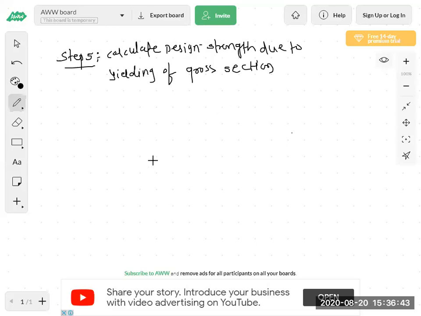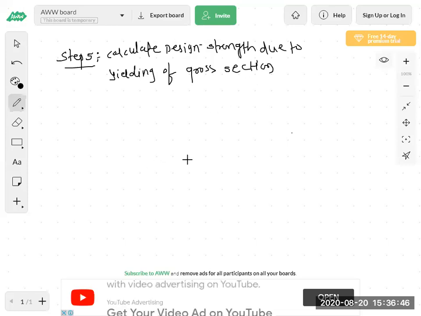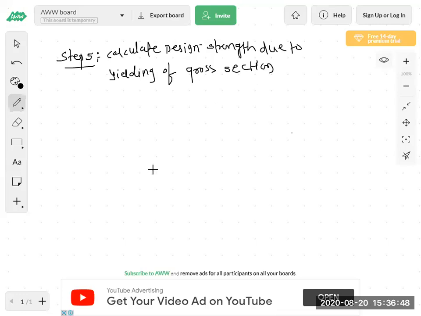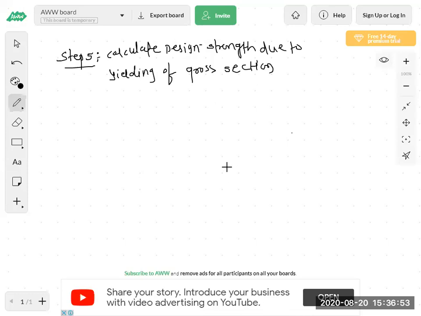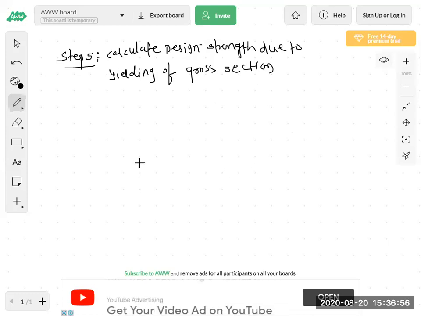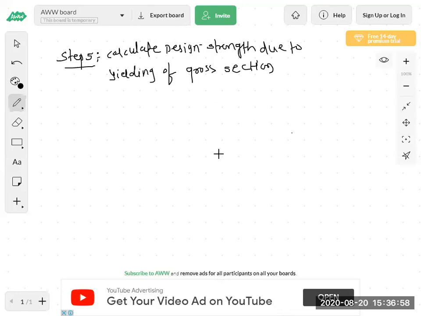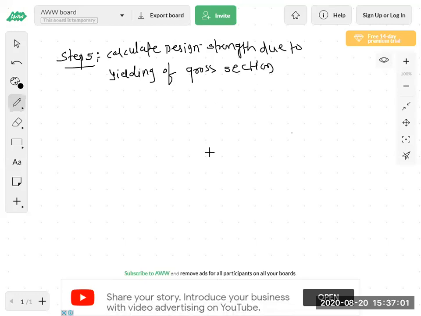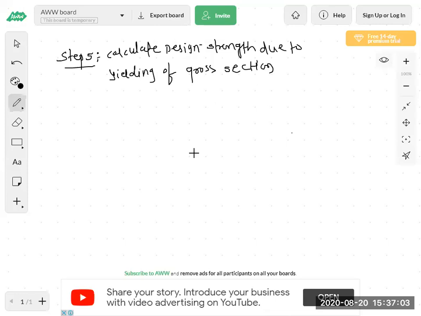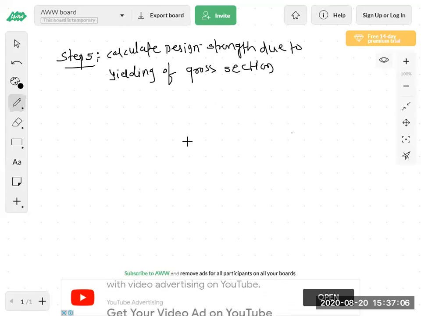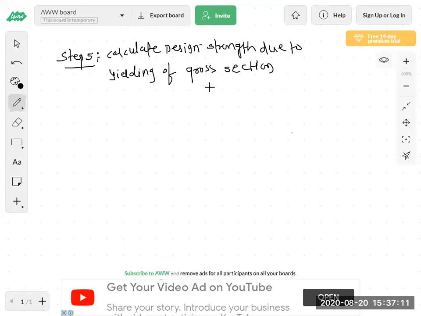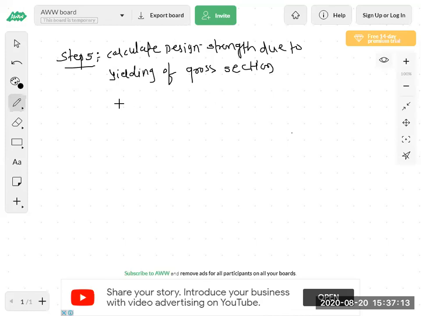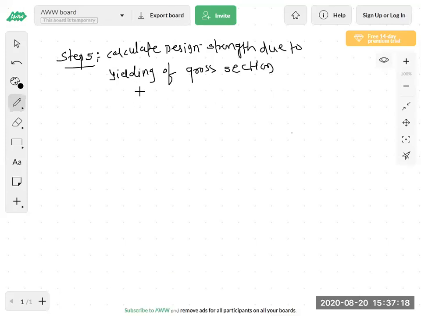We have calculated the required area. Again, we have increased this area. For this area, we have selected the section, and after selection of section, we have seen in step number 4, design of connection, we have calculated the length of weld. That length of weld L1 is 45 mm and L2 is 245 mm. So now the next step is to calculate the design strength due to yielding of gross section.